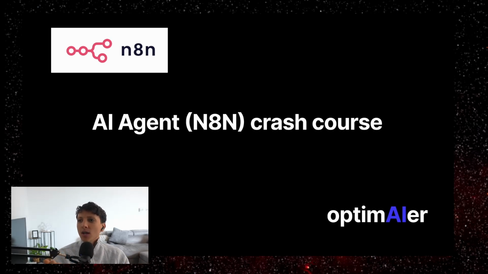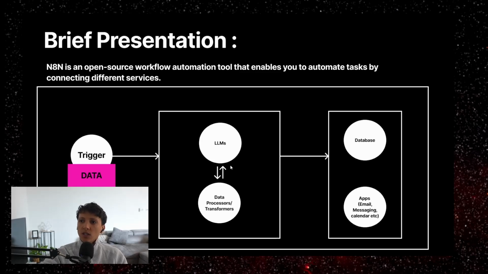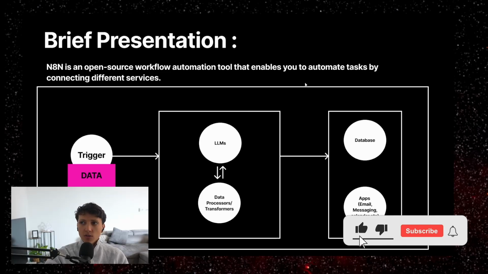So today we're going to be having a crash course about AI agents in n8n and how I use it on a daily basis to create my own AI flows and my AI agents. So let's start. First of all, I'll give a presentation about what n8n is and how it works in a global manner. n8n, as you all know, is an open source workflow automation tool that enables you to automate tasks by connecting different services.